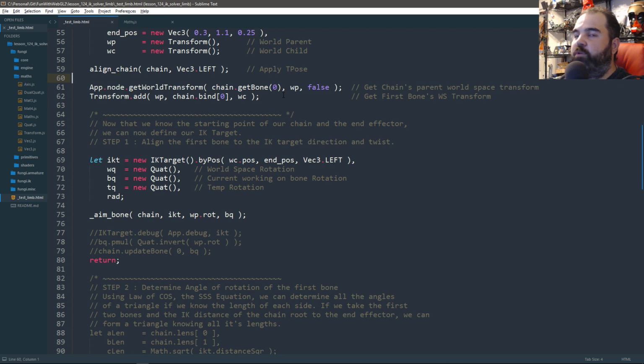I'm applying the T-pose just on that one chain alone. And I'll show the code later. It's the same from last video. It's just more streamlined. I fixed it up a little bit since the last video. And listen, so we got our world transforms.